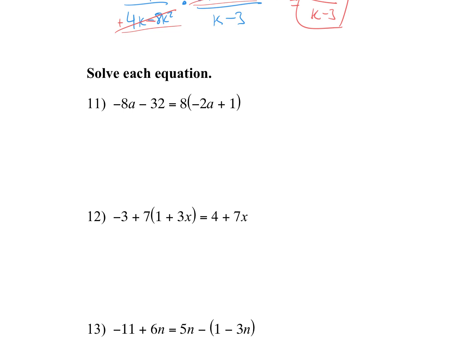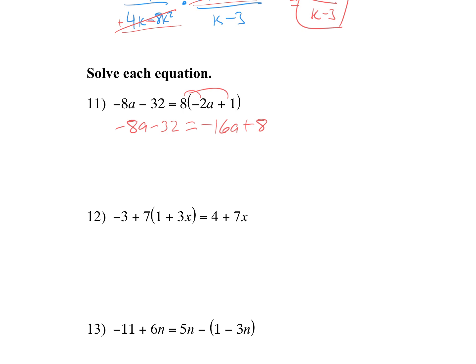So you'll get some simple ones like these, right? Where you're just solving for the given variable, right? So we have -8a minus 32 equals 8 times -2a plus 1. We just want to distribute the 8 to everything, right? We're solving this as normal, right? This is essentially an Algebra 1 problem, right? Equals distribute 8 to -2a is going to be -16a. And then distribute 8, we get plus 8, right?